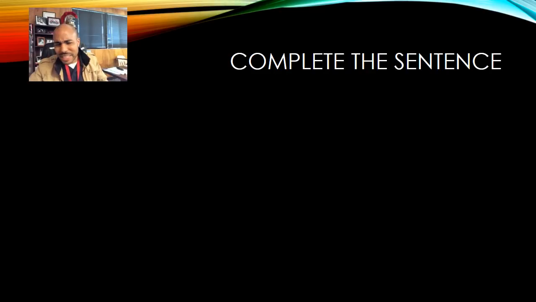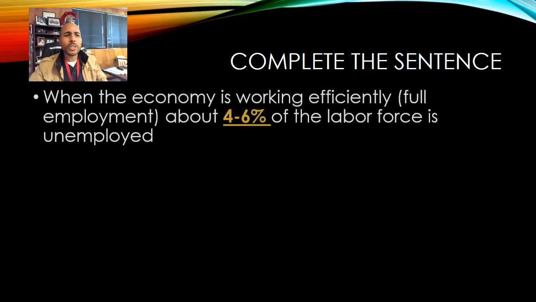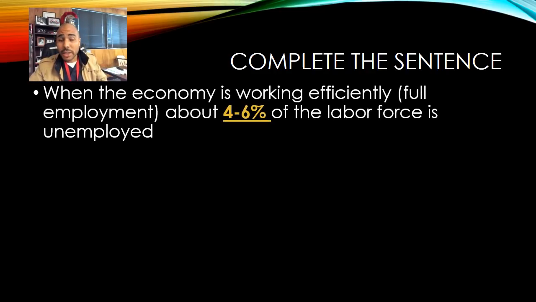Now, complete the sentence. This is easy stuff, okay? First thing, when the economy is working efficiently, we call that full employment. Full employment is about 4 to 6%. So 4 to 6% of the labor force is unemployed when the economy is working efficiently. Now, I know you might be thinking, but Mr. White, why don't we have 0% unemployment? Remember, that's not a realistic goal. To get to 0% unemployment, that would have to mean that every single person who wants a job has a job. And even though that sounds good, it's really bad.